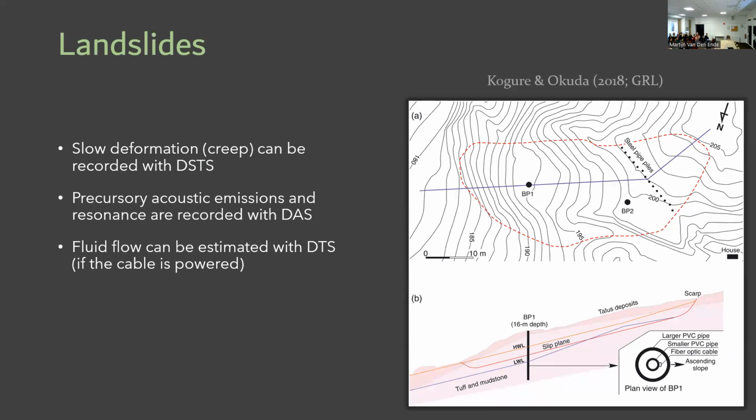From the studies that I've seen, most of them actually don't use distributed acoustic sensing for this because there's not much acoustics coming from the landslide, perhaps. Most of them actually rely on distributed strain sensing, so Brillouin-based sensing, to measure the slow, long period strain associated with creep of the landslide. But you can also imagine doing something like distributed temperature sensing, to estimate what is the rate of fluid flow if you have a sort of fluid conduit inside your sediments.